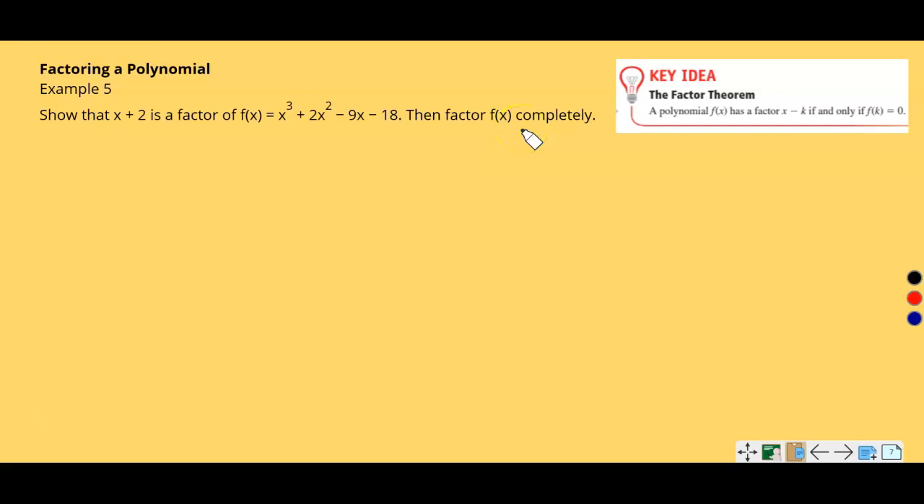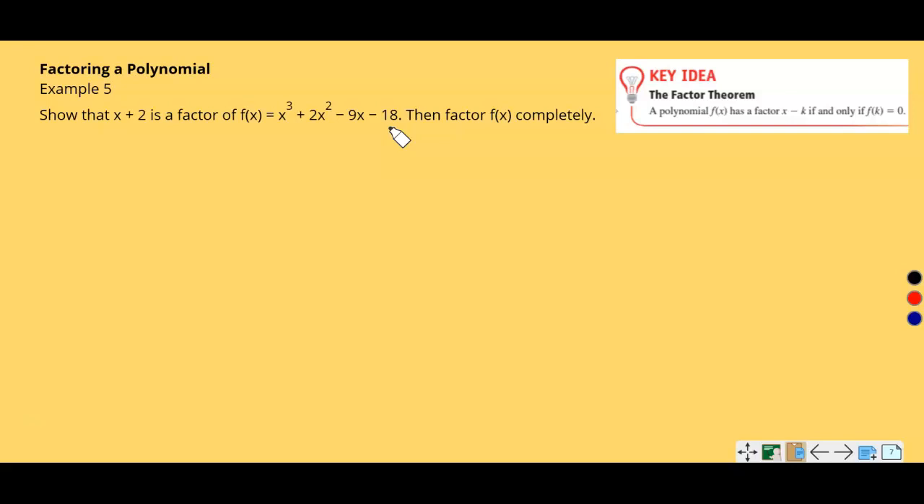Okay, so in example 4, we looked at this, and what we did was take the calculator and we plugged in k straight into x. And if you get a remainder of 0, that means yes, x plus 2 is a factor of f of x. In this case, it says show that it's a factor and then factor completely. So that means we're going to have to factor no matter what.